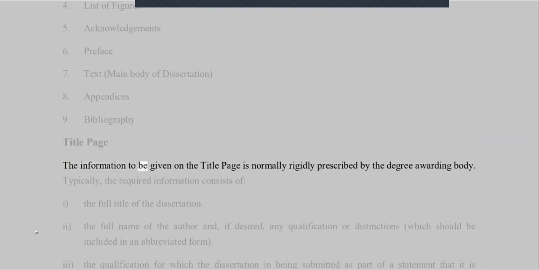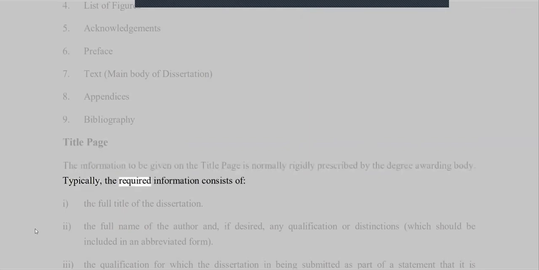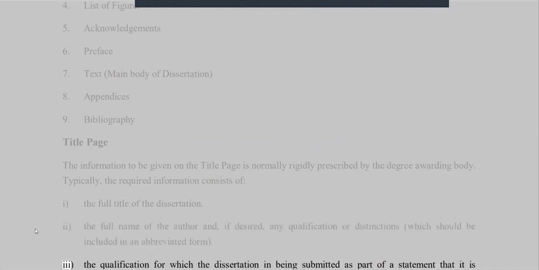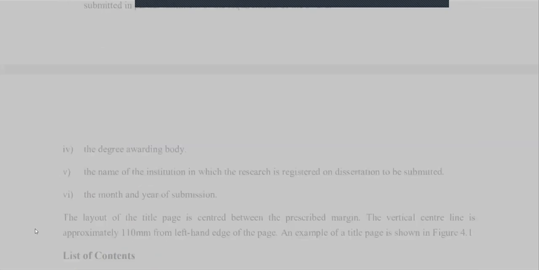Title page. The information to be given on the title page is normally rigidly prescribed by the degree awarding body. Typically, the required information consists of 1. The full title of the dissertation. 2. The full name of the author and, if desired, any qualifications or distinctions, which should be included in an abbreviated form. 3. The qualification for which the dissertation is being submitted, as part of a statement that it is submitted in partial fulfillment of the requirements of the award.